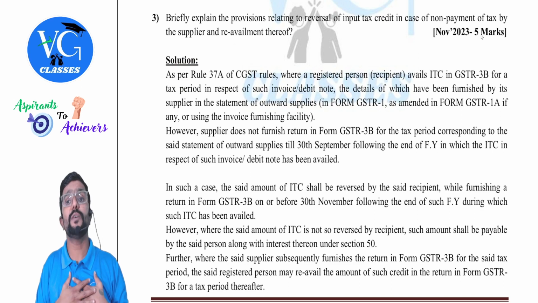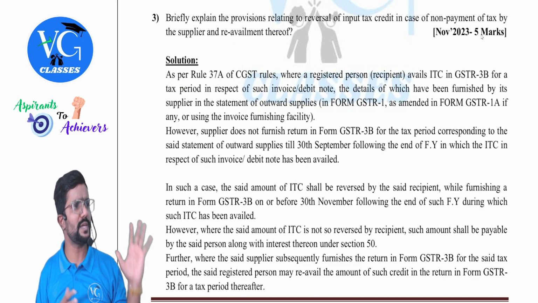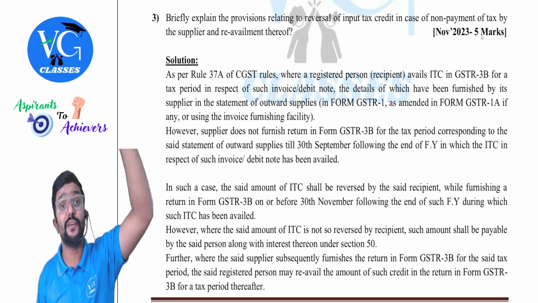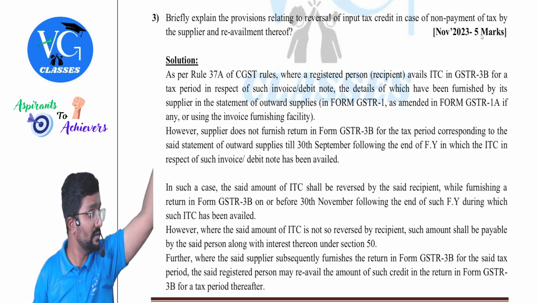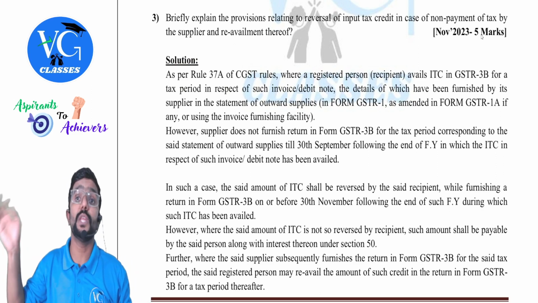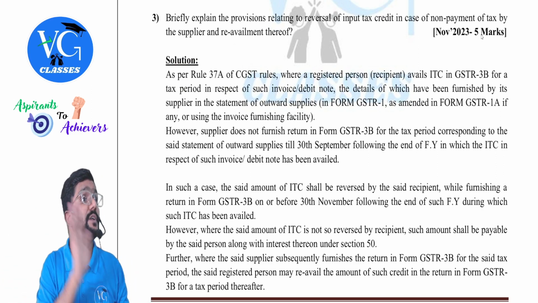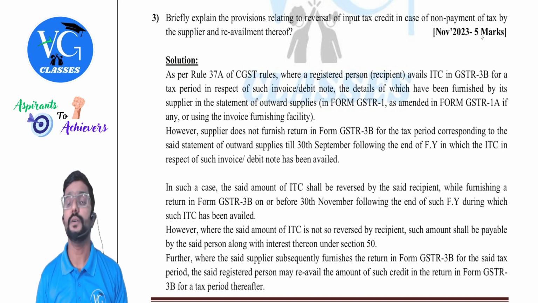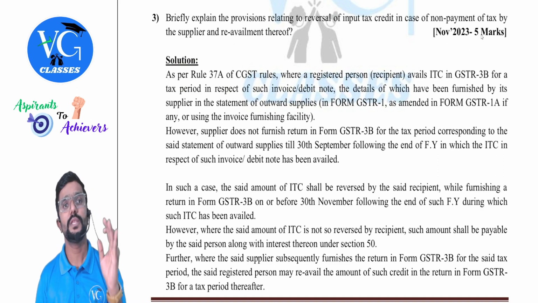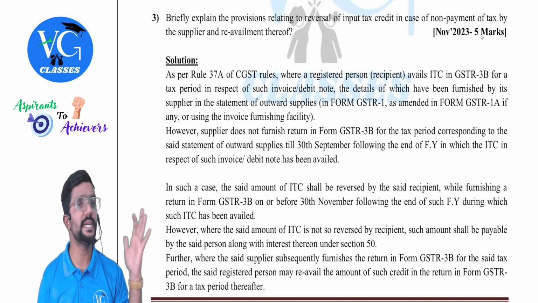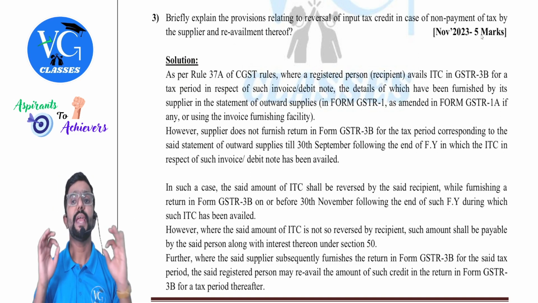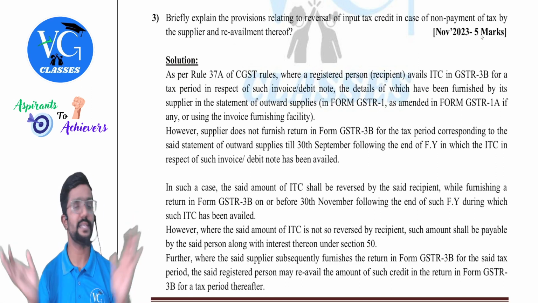So till 30th September of next year, they will give time to the supplier. Till then, if he has not filed GSTR 3B for the month in which this inward supply was taken, then on or before 30th November, the recipient has to reverse it. If he doesn't reverse it before 30th November, then from the next day he has to reverse it, even if it is later, but along with interest as per section 50, which is 18% per annum.